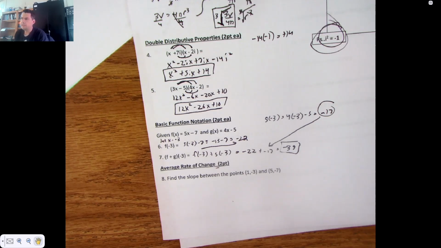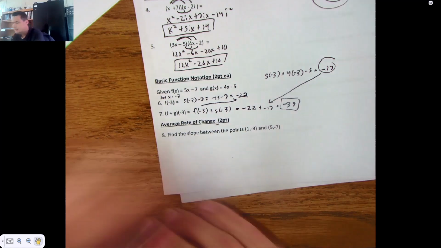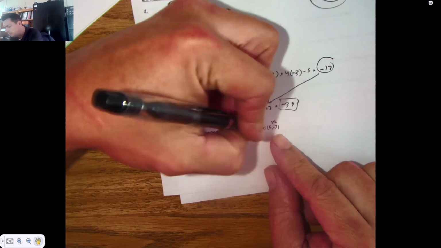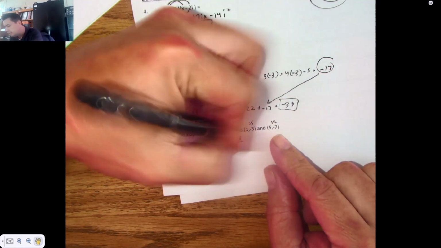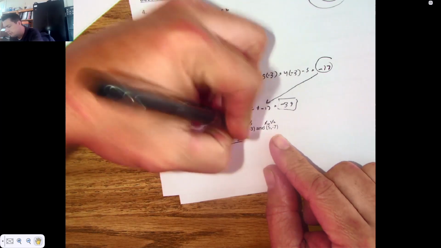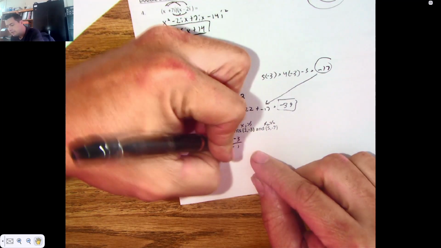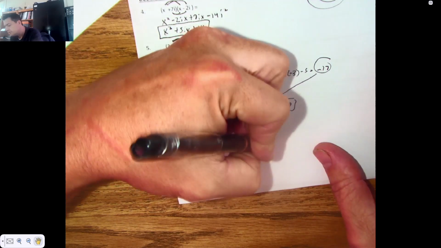What do we got? Number 8. Out of 80 juniors, there's about 5 of you still can't do slope. Can't do slope? What's wrong with you? Slope is y2 minus y1, negative 7 minus negative 3, over x2 minus x1, 5 minus 1. Now taking away a negative has been addition forever. So negative 7 plus 3 is negative 4. 5 minus 1 is 4. Result is negative 1.